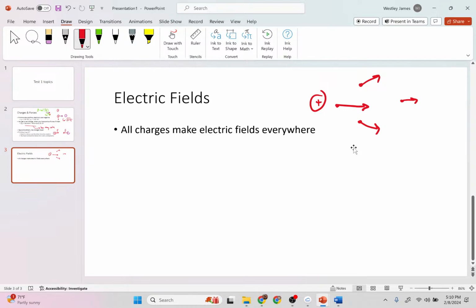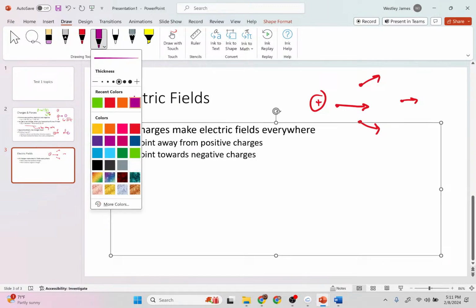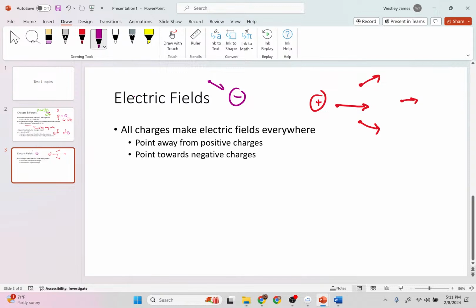Now, which direction of these? So electric fields point away from positive charges, and point towards negative charges. They point in the direction a positive charge would move. So if I instead drew a negative charge, and I said, what's the electric field here? It's going to point towards it. Whereas this positive charge, the electric field points away.